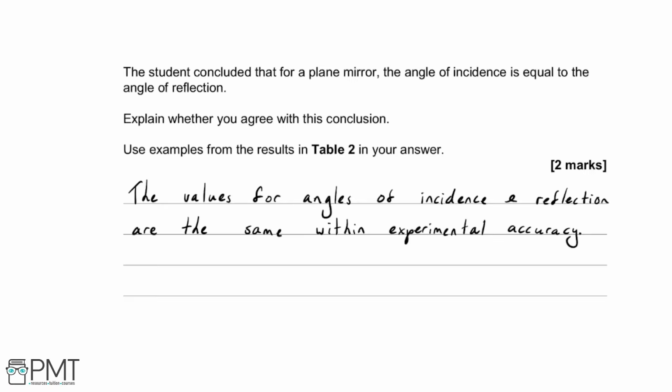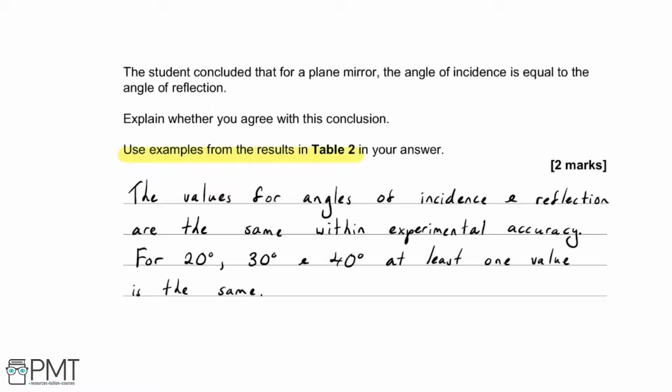So that would be your first mark, and your second mark would be using examples from table 2 as we're told to. And so you would say for 20 degrees, 30 degrees and 40 degrees, at least one value is the same. Or you could say that the maximum distance away that the angle of reflection is to the angle of incidence is 2 degrees or 3 degrees, which isn't much.